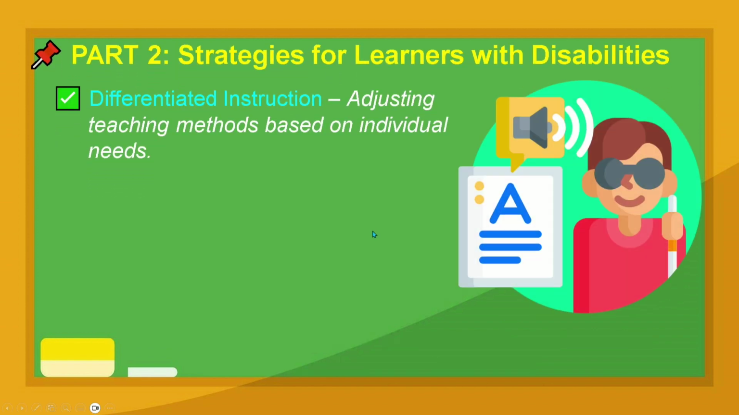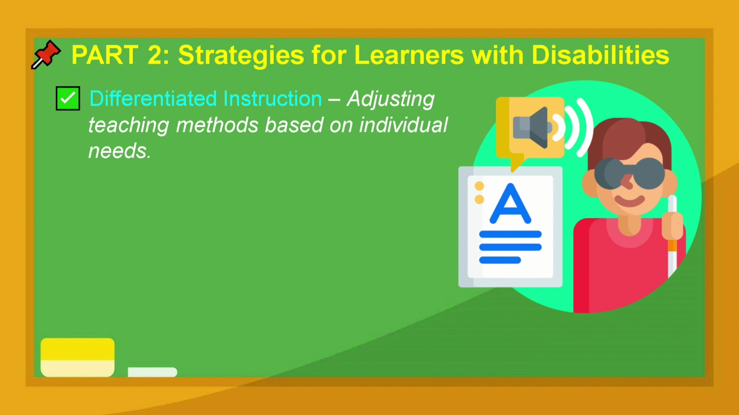To support students with disabilities, we can use the following strategies. First, differentiated instruction. Differentiated instruction is a way of teaching that adjusts lessons to fit the needs of all students. Since every student learns differently, teachers change the content, activities, or assessments to match their abilities and interests.